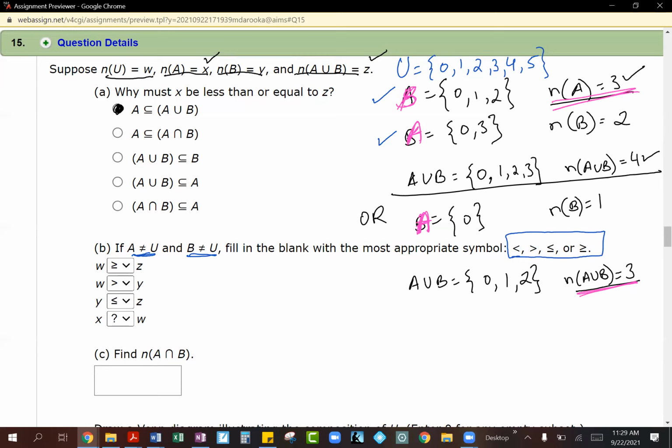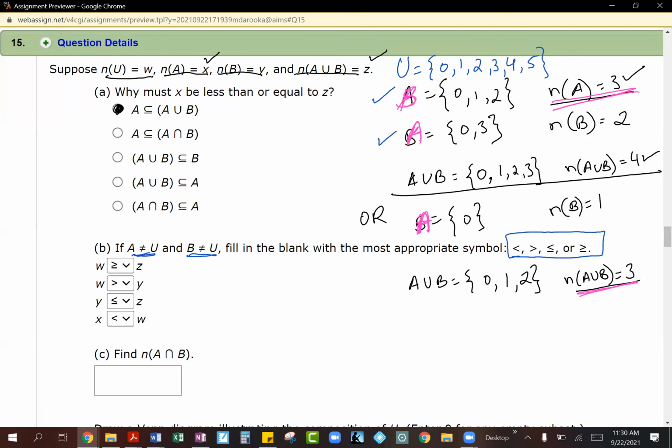What can we say about the last one between X, which is for set A, and W, for the universal set? X and W. X is less than W. Because they are telling us right here on the first statement in part B that A is not equal to U, which means A does not have the same elements as U does, or U does not have all the same elements as A does. So in this case, yes, X will be less than W.